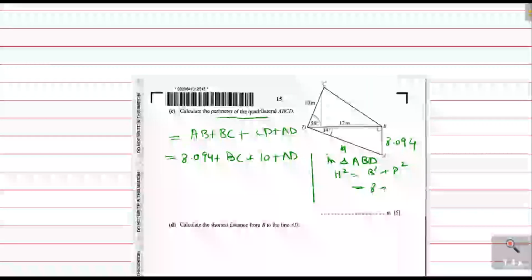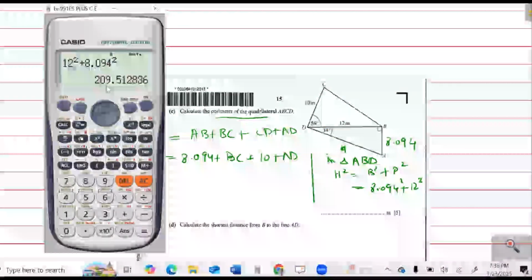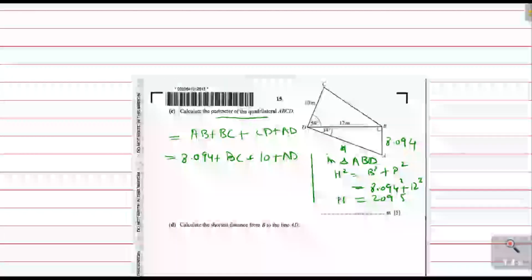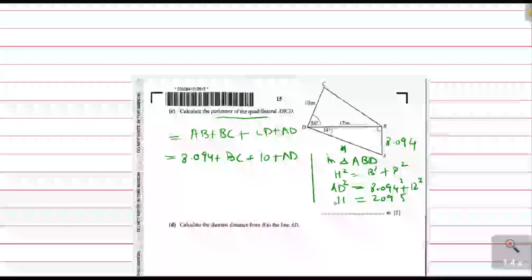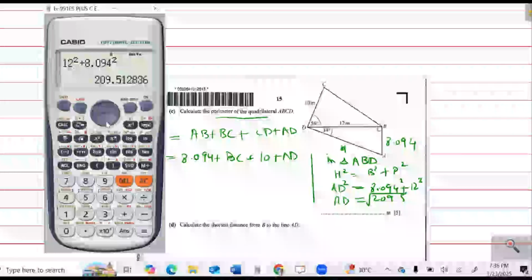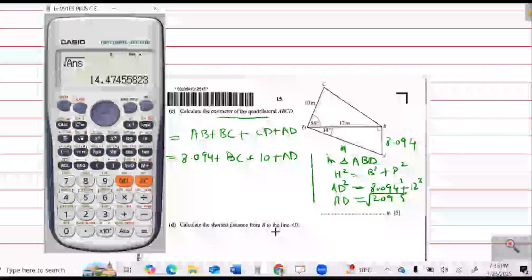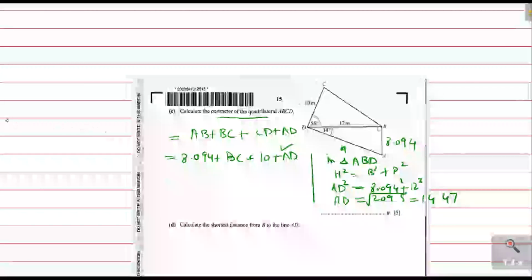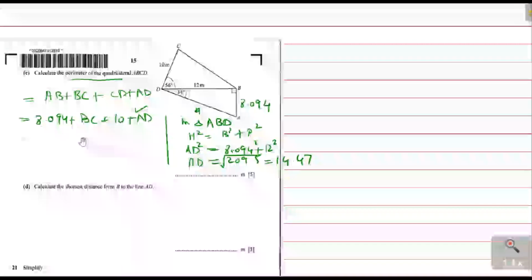Base is 8.094 square plus perpendicular is 12 square, and this value equal to 209.5. Hypotenuse is AD, we write AD square, then AD will be equal to square root of 209.5, and this square root is equal to 14.47. We write 14.47. Next, we will find the length of BC.